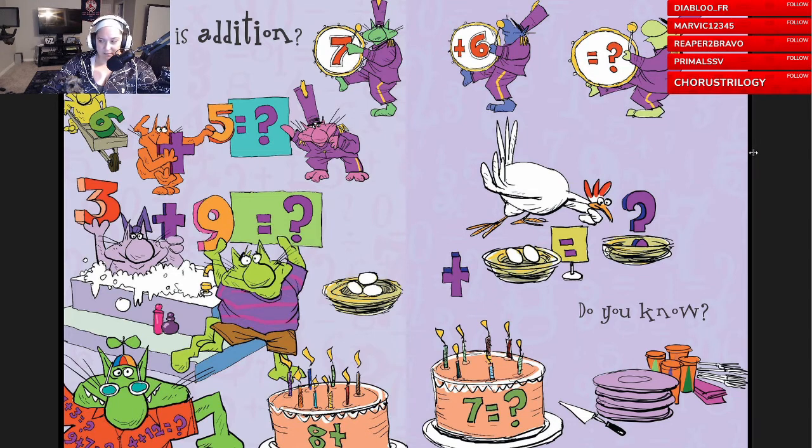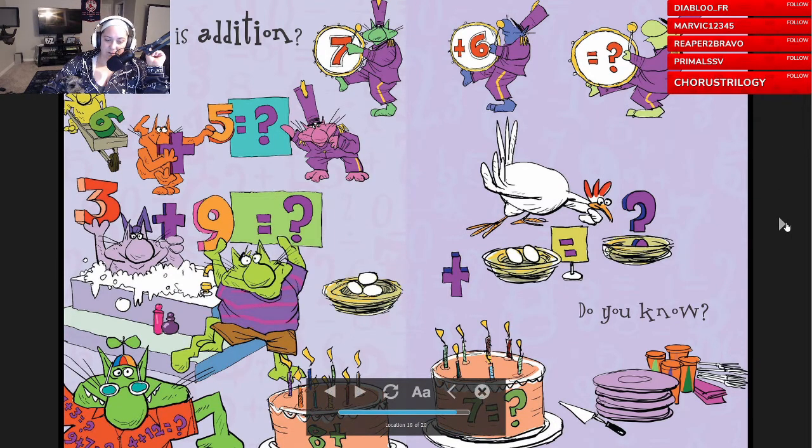7 plus 6 is 13. 6 plus 5 is 11. 3 plus 9 is equal to 12. 3 eggs, add 2 more, I should say, equals 5. That guy has too many on his shirt, so I won't read them. 8 plus 7 is equal to 15.